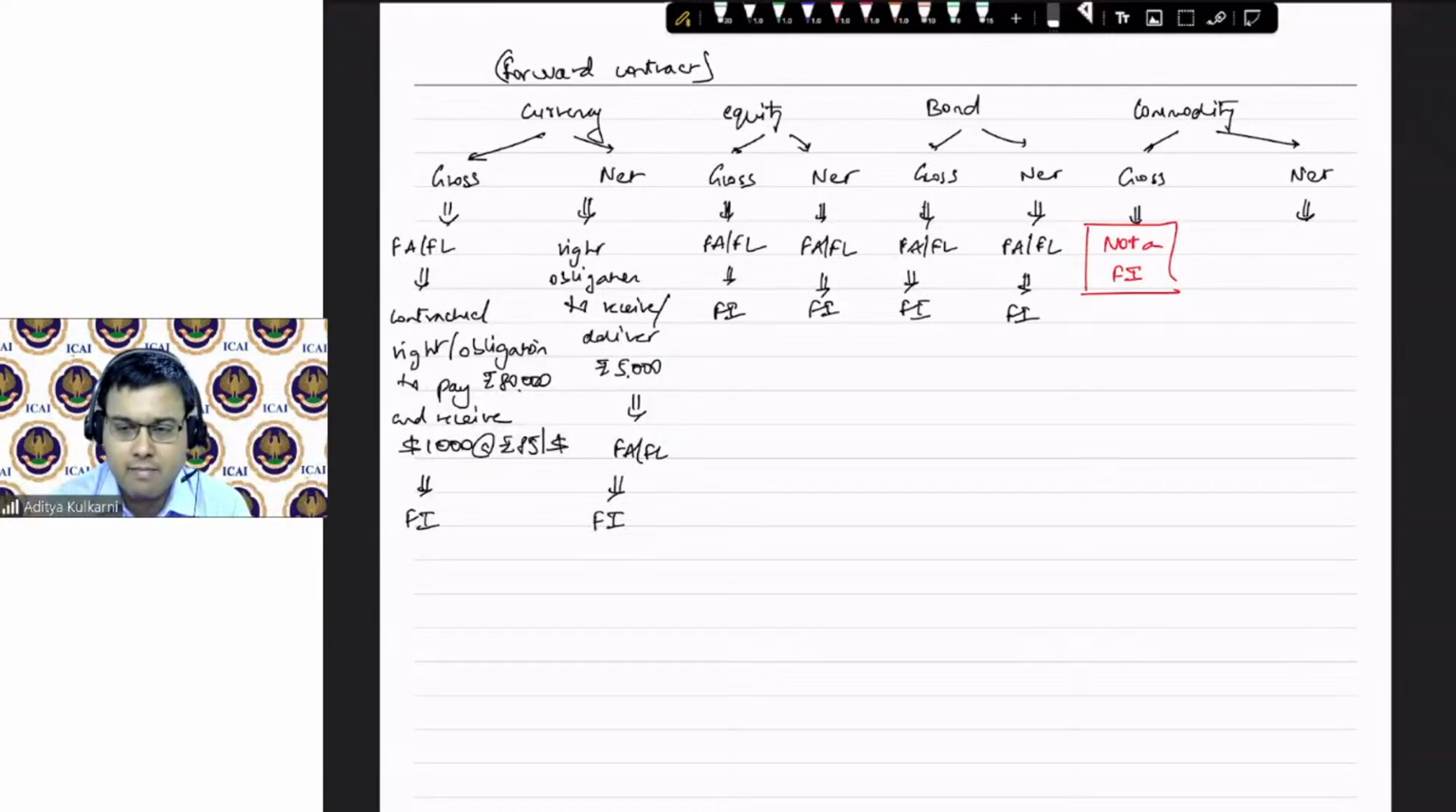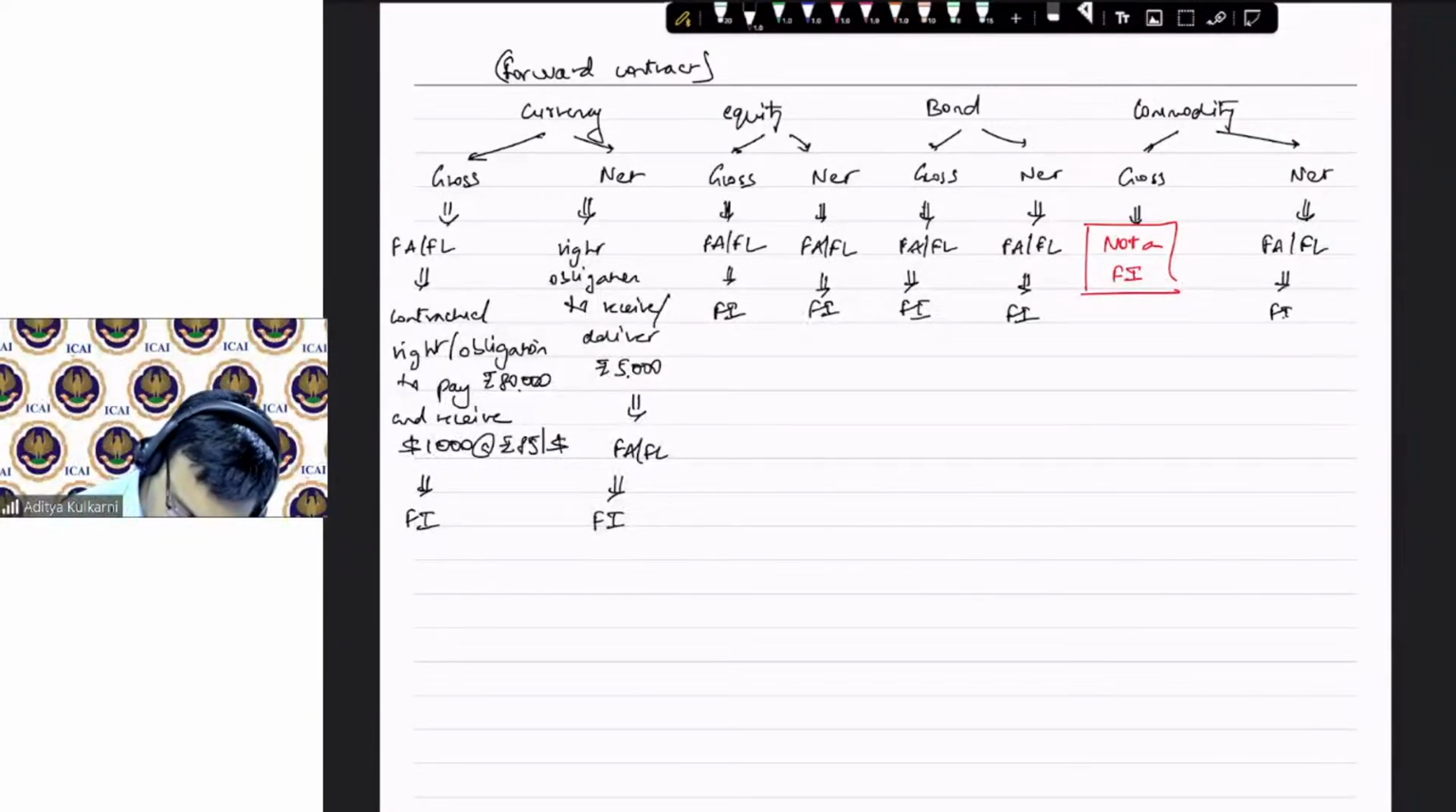I want you to tell me, is it going to be a financial instrument or not? Financial asset for the party, financial liability for Tanishq in our example. Is it going to be a financial instrument? I have a right to receive 6,000. Tanishq has an obligation to pay 6,000. So is it a financial asset and a financial liability? Yes. So this meets the financial asset and financial liability definition, and therefore this ends up being a financial instrument.